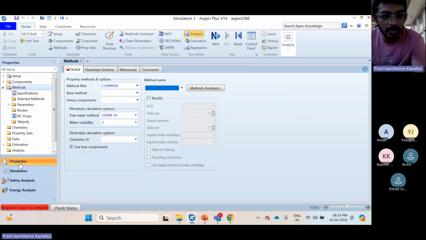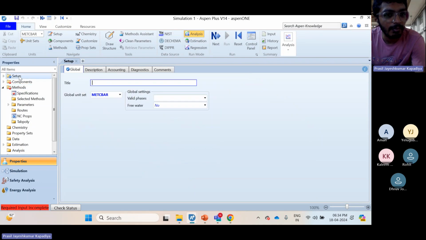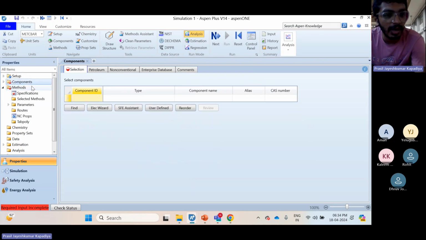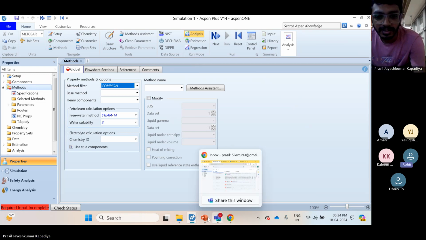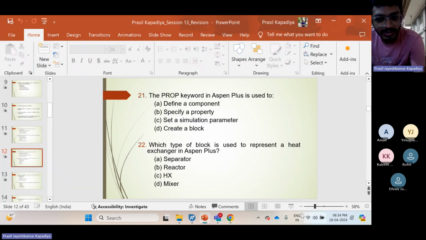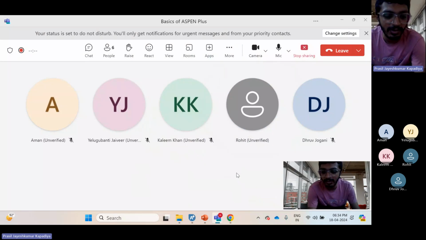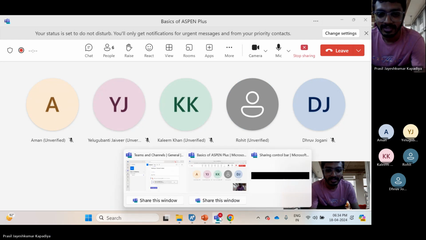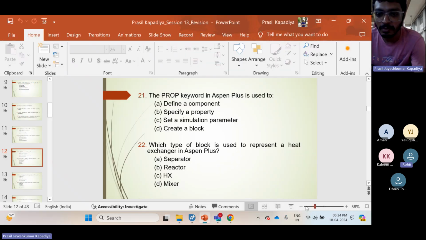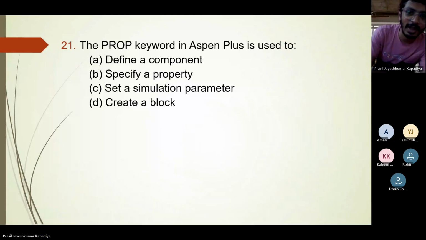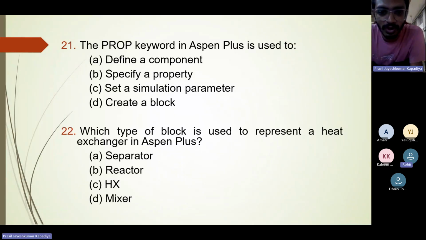Here if we go to the property set, we can define components, we can define methods, right? Right or wrong? It seems that you guys are not prepared, or you are feeling shy to respond. I guess shy is not the actual reason. These are very easy questions, just try to attempt. I'm not going to kill any one of you for wrong answers.